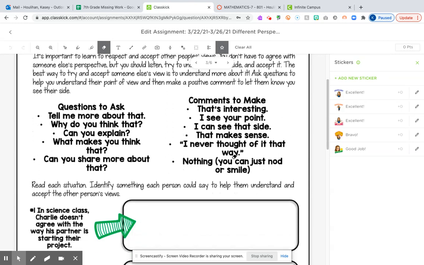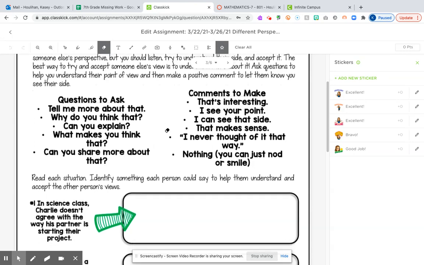So when you're talking to somebody and maybe you don't understand why they think that way, or you want to know more about why they think that way, but maybe you don't agree, maybe you do, it doesn't matter. You can still talk to them and ask them why. So here's some questions you could ask.